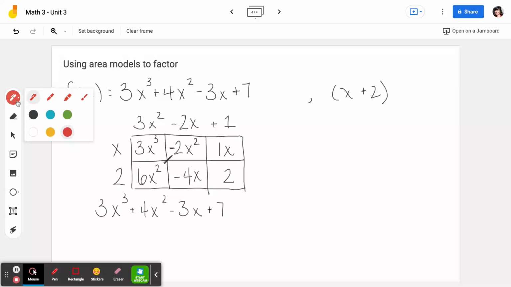Notice that this 2 here, we're used to it matching. This 2 here and this 7 don't match. That means that this is not a factor.